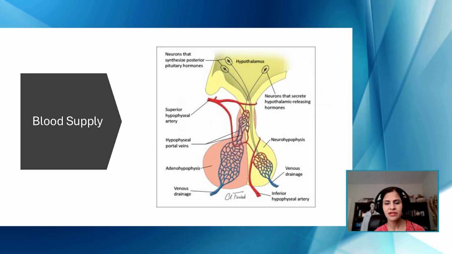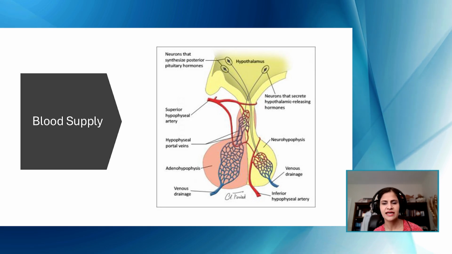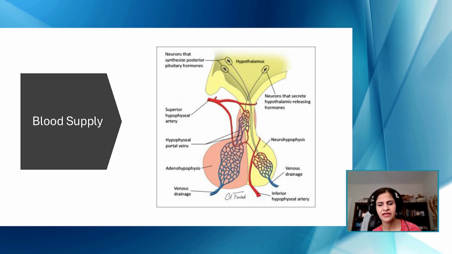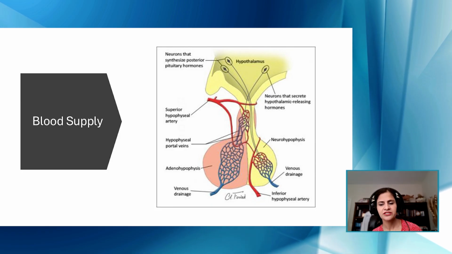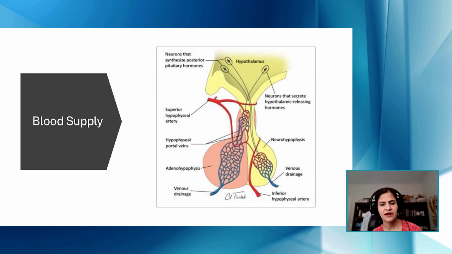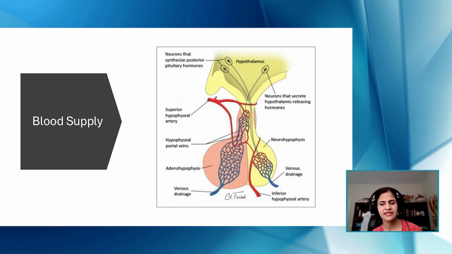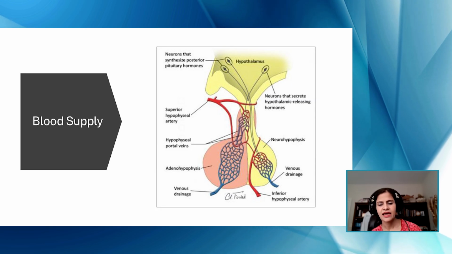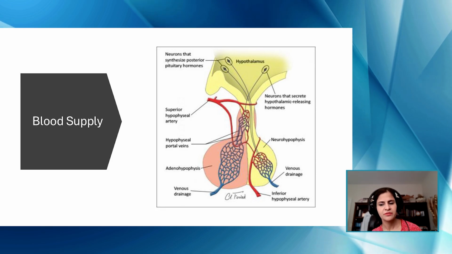This next slide shows the blood supply of the gland, and you can see that up here you have the neurons that synthesize posterior pituitary hormones. They are up here in the hypothalamus, and if you follow these neurons down to the posterior pituitary, that's the neurohypophysis. That's where they store those hormones. And then the anterior pituitary gland is here in pink. You can see that the superior hypophyseal artery supplies the infundibulum as well as the anterior pituitary gland, and there's a portal circulation that supplies the posterior pituitary.